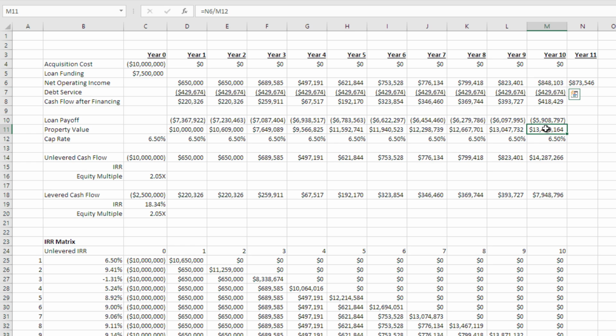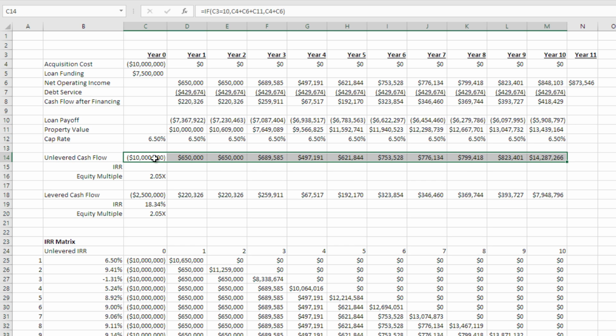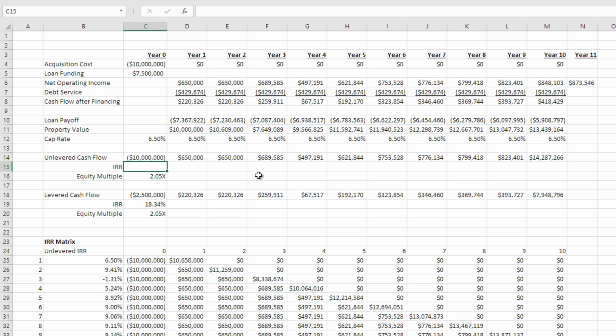And then in year 10, you sell it for a nice profit, $13.4 million above the $10 million that you paid for it. This is your unlevered cash flow stream that I just discussed. And then you have some IRR. We do an IRR calc, and we see that the 10-year hold has a 9.175% IRR.